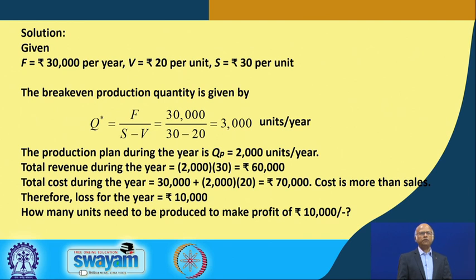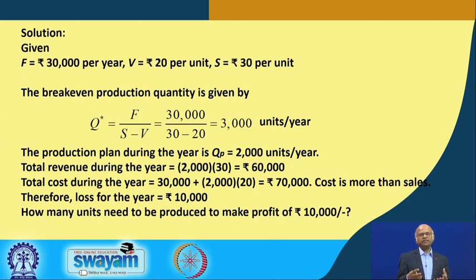So, break-even point is fixed cost divided by contribution margin. So, it is 3000 units per year. That means if you produce 3000 units per year, you do not make profit, but you just cross the loss-making zone and you are ready to make profit if you produce and sell more.